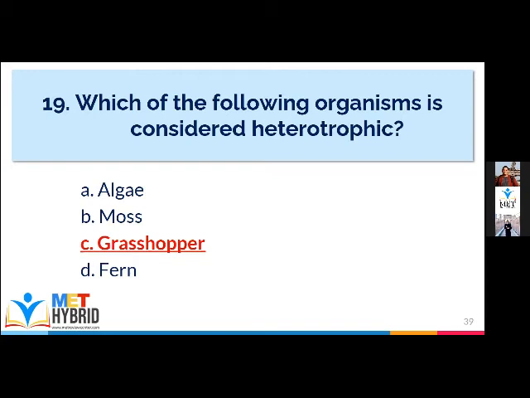So here, algae, moss, fern, these are actually photosynthetic organisms. So they can produce their own food. Therefore, they are considered autotrophic. Grasshoppers, they eat grass. So that's why they are heterotrophs. They cannot produce their own food. So let's go to number 20.